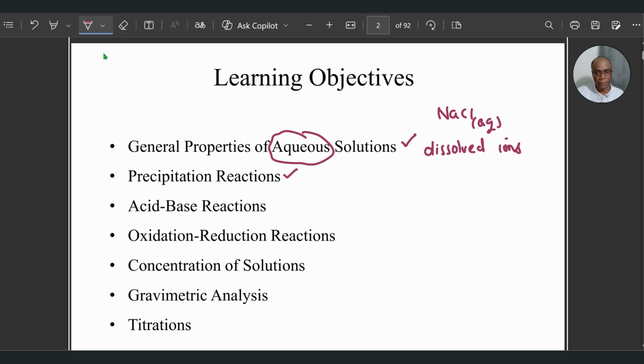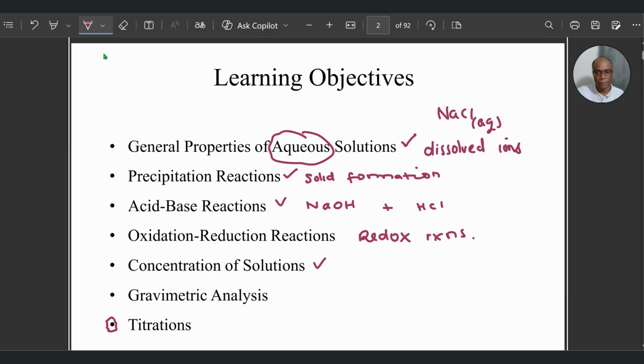Precipitation reactions, these are reactions which are accompanied by solids formation. Reactions that form solids in solution, and then acid-base reactions. These are neutralization reactions, for example, sodium hydroxide and HCl. And titration, by the way, is an acid-base reaction most of the time. And then oxidation-reduction reactions, this is where we're going to discuss redox reactions, asking ourselves who lost electrons, who gained electrons.